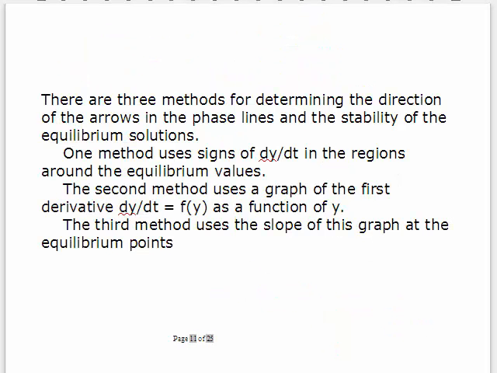Now, if you don't want to draw the phase line, or essentially draw the solutions, there are three methods. Actually, the first method is essentially the method of the phase lines, but there are three methods for determining the direction of the arrows and then the stability of these equilibrium solutions. One method, you use the signs in those regions around, above, and below the equilibrium value. In that case, you're essentially drawing the phase line. The second method, you use a graph of the first derivative. And the third method, you use the slope of the graph at the equilibrium points. So I'll show all of those three methods now.